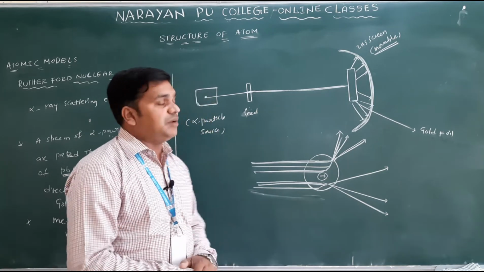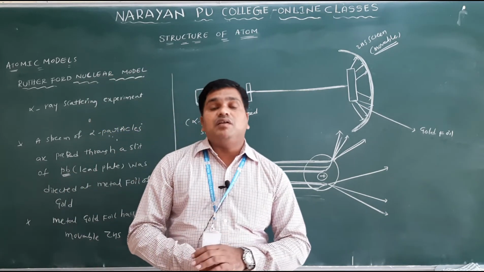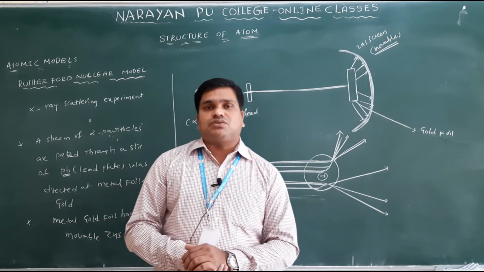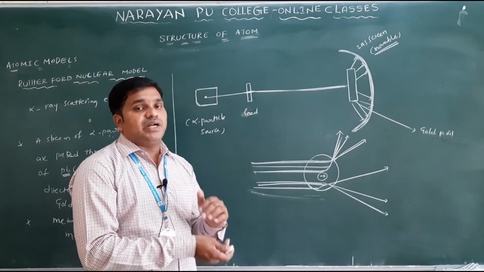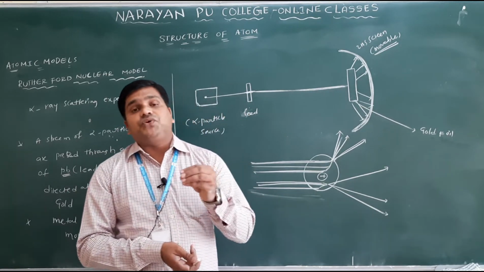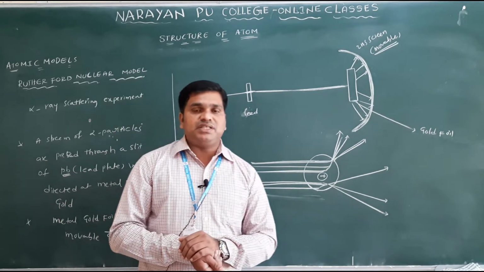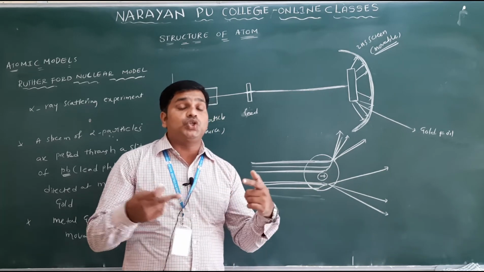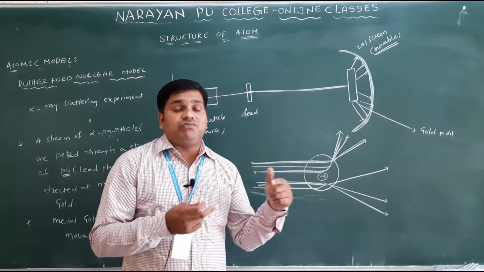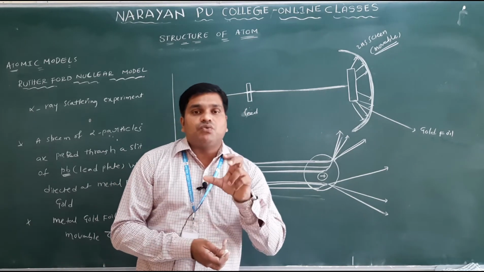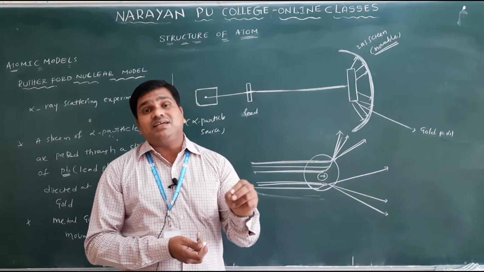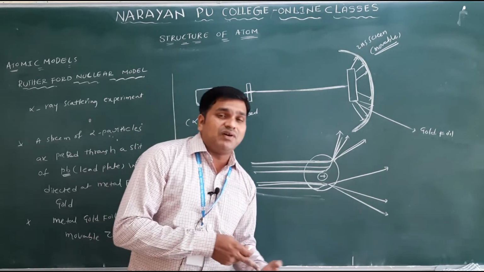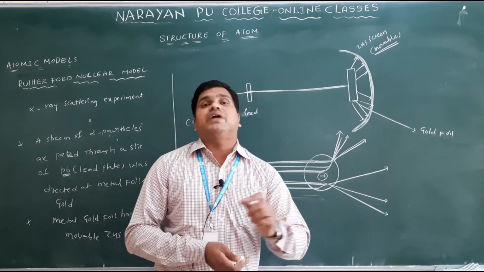The next observation: only a few of the alpha particles deviated from their path, deflected by a slight angle only. Why are these deflected? Because whenever an alpha particle passes through the gold foil, due to repulsion, these particles are deflected by some angles. This deflection takes place because a positive charge is present in the atom. Due to that repulsion, some of the alpha particles are deflected by some angles only.